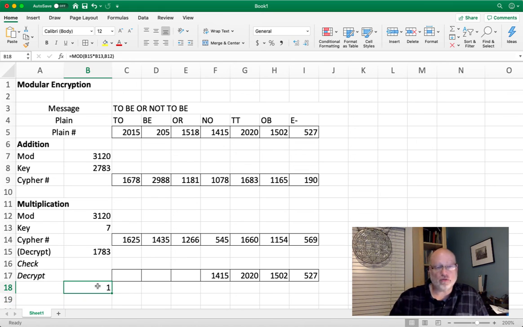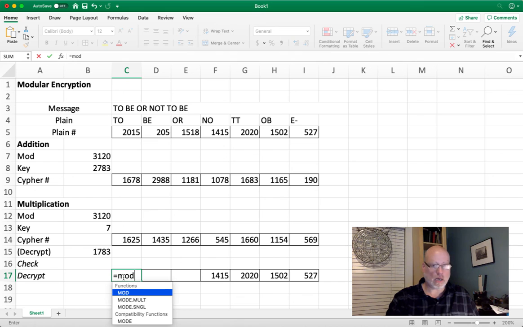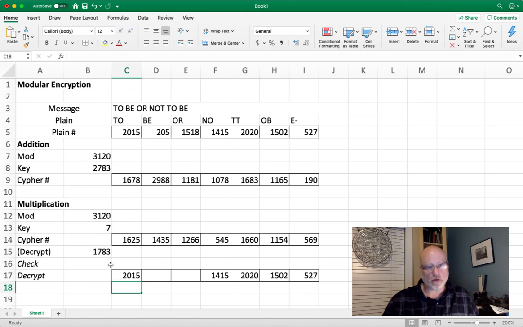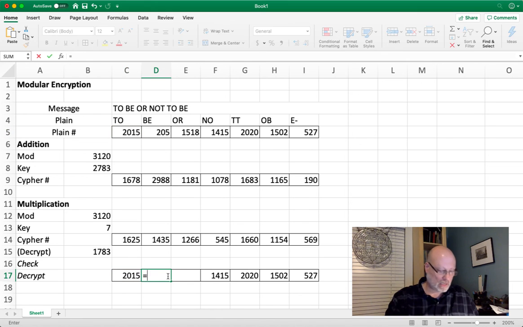But you should be able to calculate that number on your own. So again, I'll go ahead and do the same thing here. Mod. This time when I multiply, I'm taking this number, the cipher number, and multiplying it by my decryption key. But I'm still using the same mod. When I hit enter, notice this is 2015, and that's where it should be when I finish. And so I'll do the same thing here.